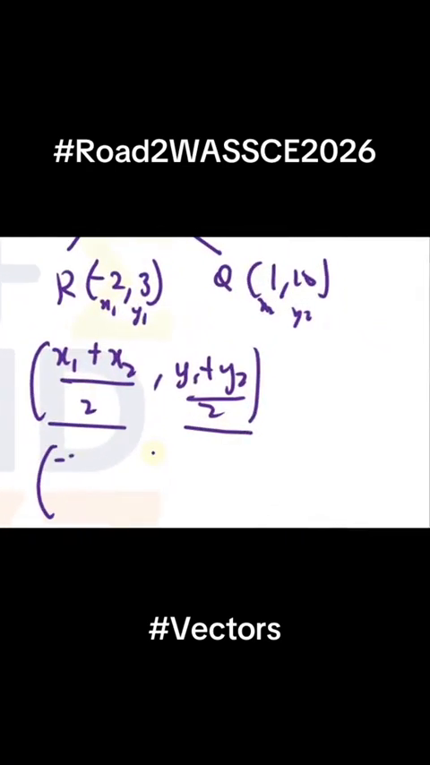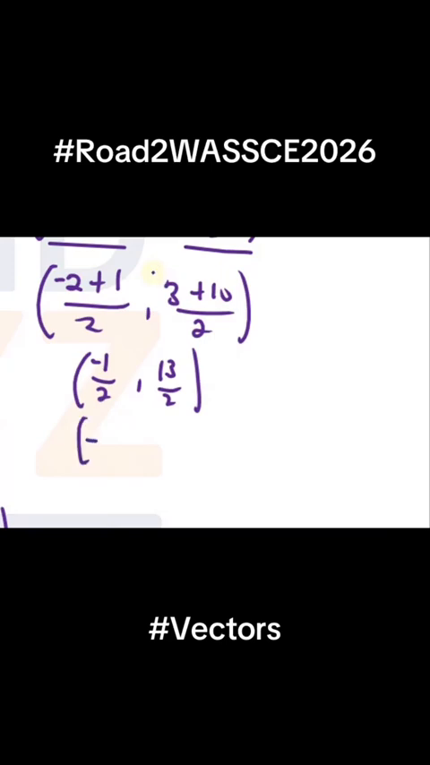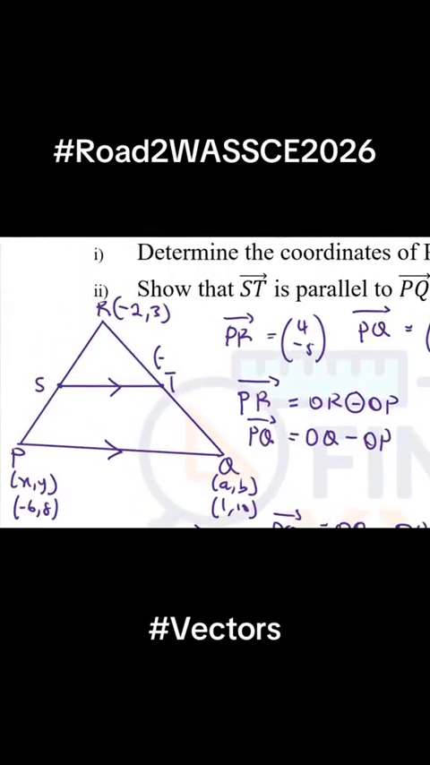So we have minus 2 plus 1 all over 2 for the x component, and then 3 plus 10 all over 2. So minus 2 plus 1 will give us negative 1 over 2. Then 3 plus 10 will give us 13 over 2. So we have negative 0.5 and then 6.5. This represents point T, which is the midpoint on vector QR. So this will give us negative 0.5, 6.5.